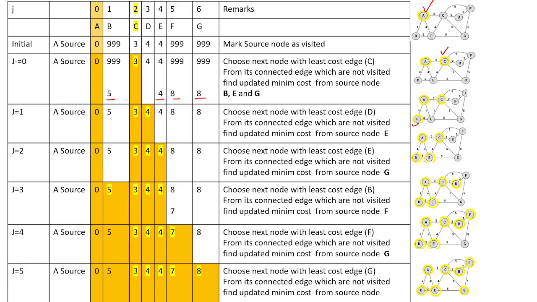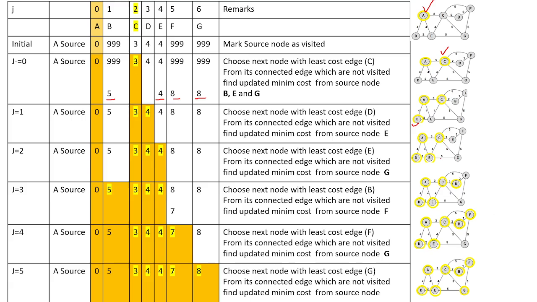And the next step after D, the next minimum cost is E. Its neighbor is G. Cost of reaching G from E is 5. 5 plus 4 is 9. And already we got a path through C, A-C-G, which is 8. 8 is better than 9. So 8 is retained.